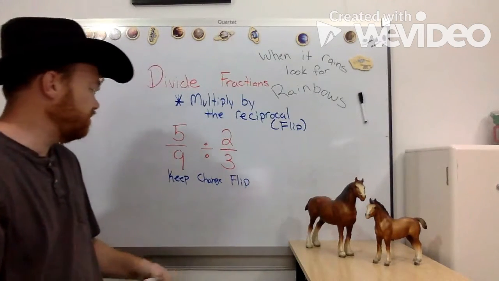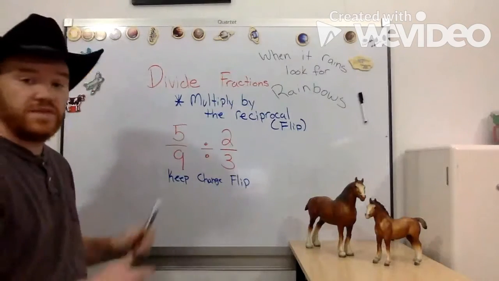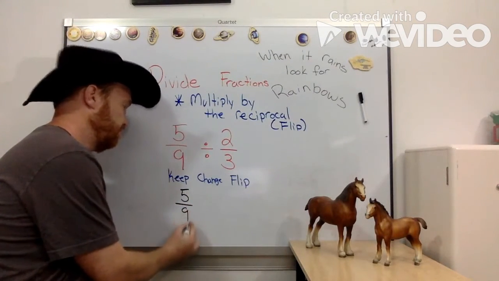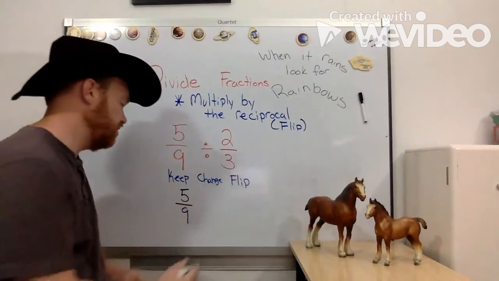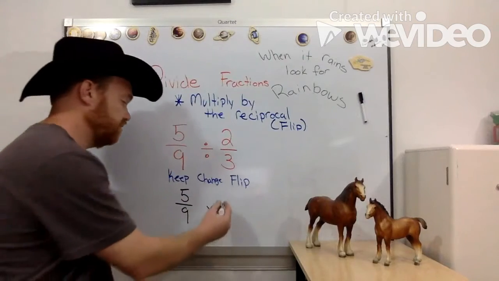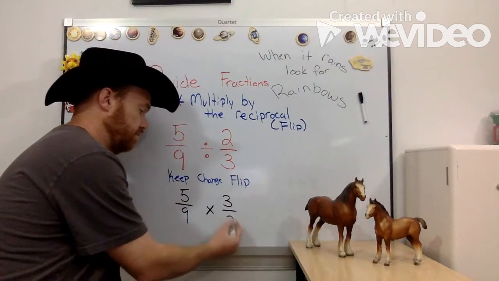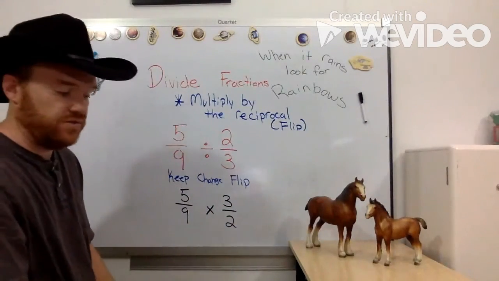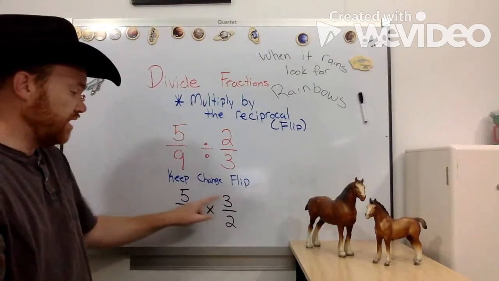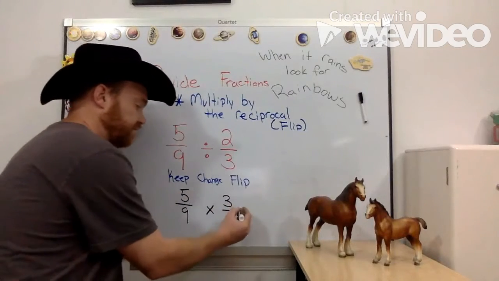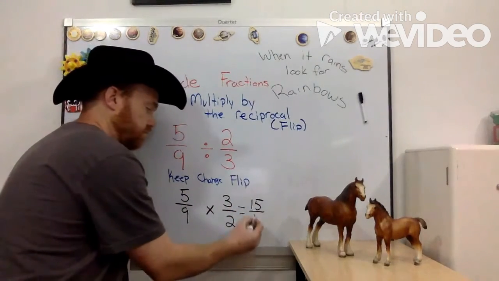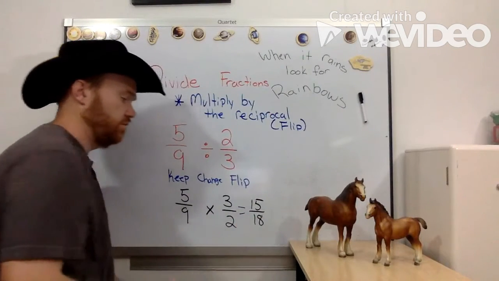So we're going to do our keep, change, flip. I'm going to keep this first fraction the same, 5/9. Changing my division into multiplication. And then I'm flipping my 2/3 into 3/2. I think we did that one before. Now, I just have to multiply straight across. 5 times 3 gives me 15. 9 times 2 gives me 18.